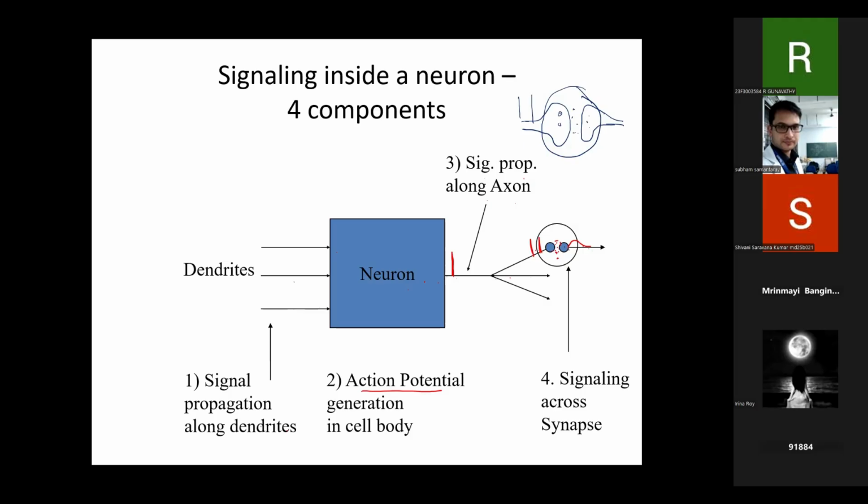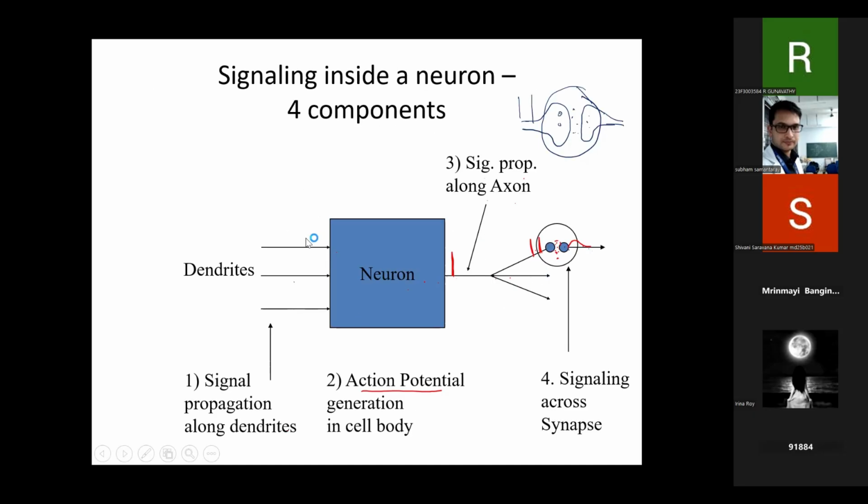So you can see that all this signaling in a neuron has four components. First, dendritic processing, which is the signal coming on the dendrites. Then the signal summation in the cell body and action potential generation. Then the action potential propagation along the axon. And finally, signaling across the synapse, which is called neurotransmission.